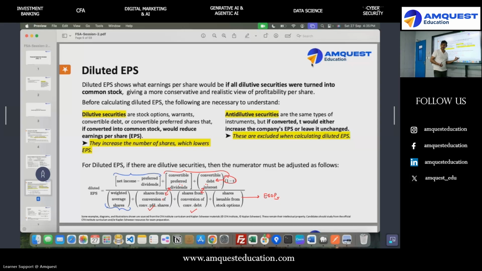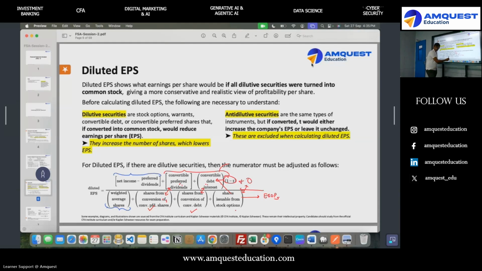So those are ESOPs. When you buy ESOPs, the shares will increase, but there's no savings. So ESOPs is the only line where you add to the denominator, but nothing is added in the numerator. Are we clear? There's no savings from ESOPs. So ESOPs will always give you diluted EPS. Got it?